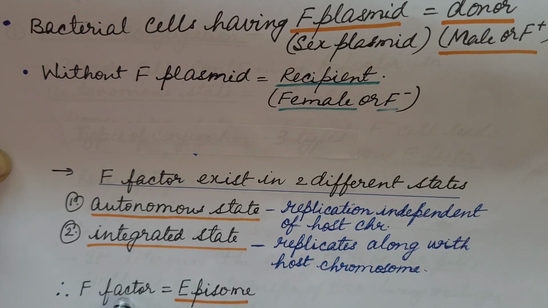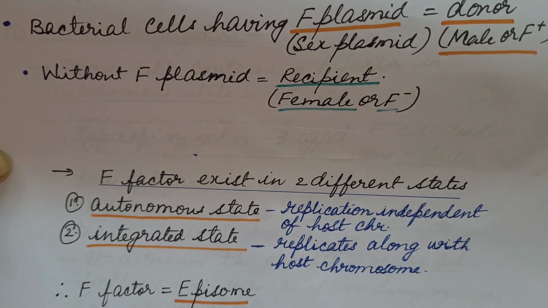So F factor or F plasmid is known as an episome. This we have already discussed in the types of plasmid video. You can refer to my video, the link is given in the description box.